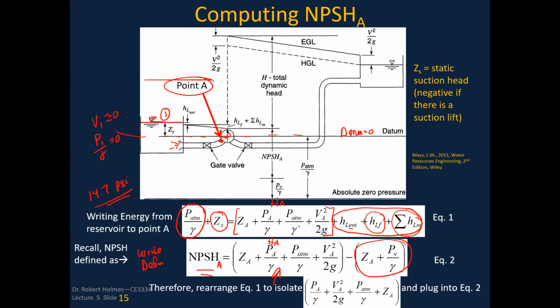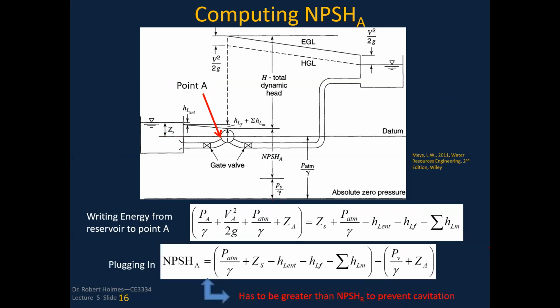I'm going to rearrange equation 1 and isolate it in terms of this HA, and then plug that back into equation 2 to calculate this, because this end of things with the PV over gamma, that's a textbook value. I looked that up. That's a property of the fluid. And then so we're running this through. Here's just plugging that back in, and that's how you calculate the net positive suction head available.